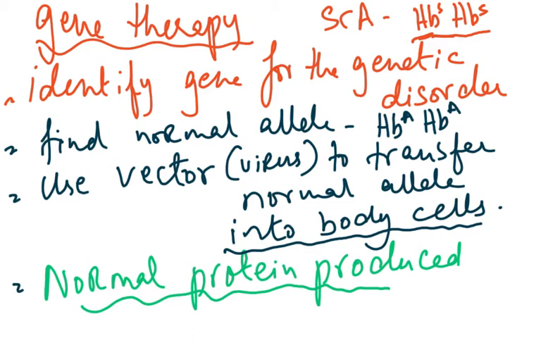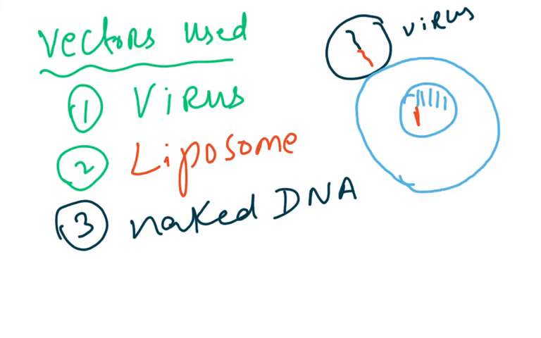But then the trouble is that this probably will have to be given frequently. It can't be just a one-off dose and then he's going to be okay for the rest of his life, but it'll have to be given repeatedly. Now, what I'm trying to say is we use a vector. The vector can be a virus. It can be a liposome.